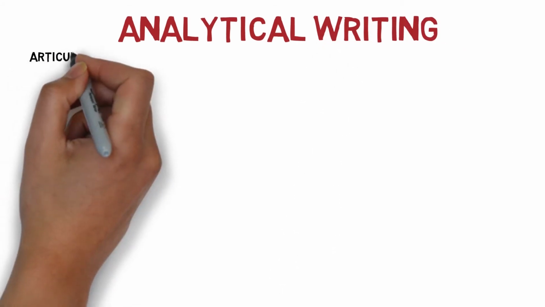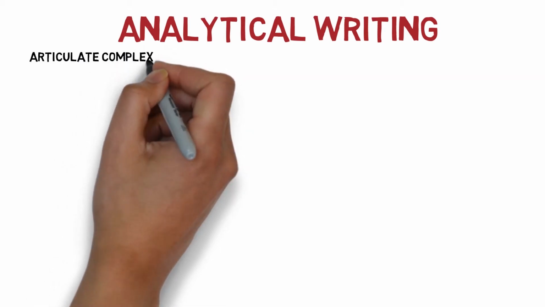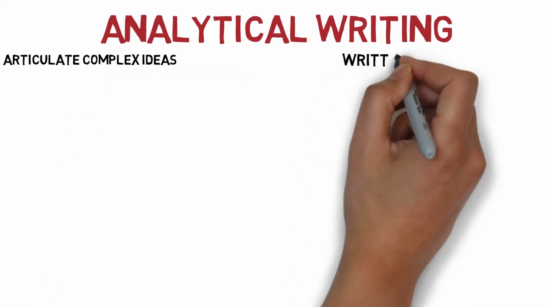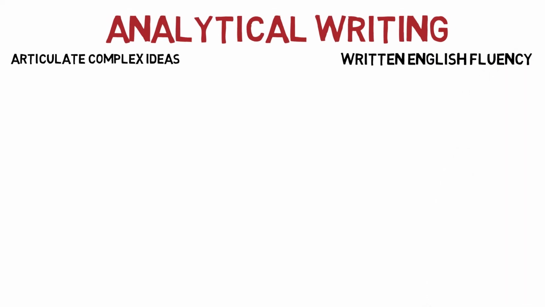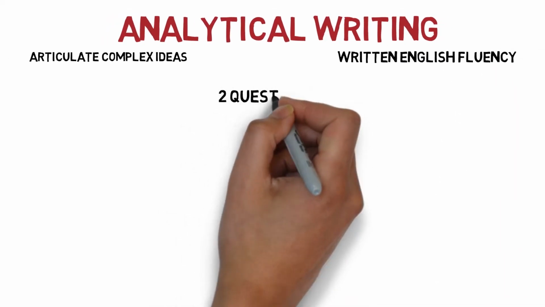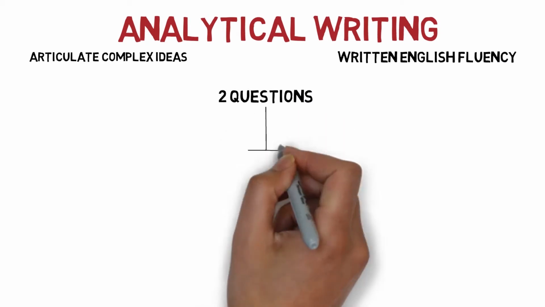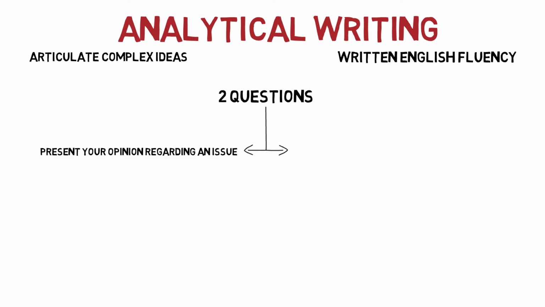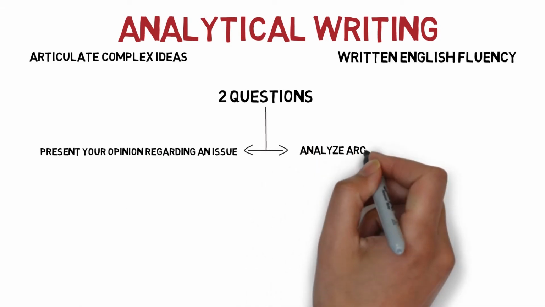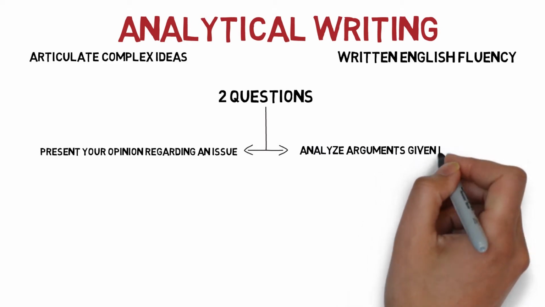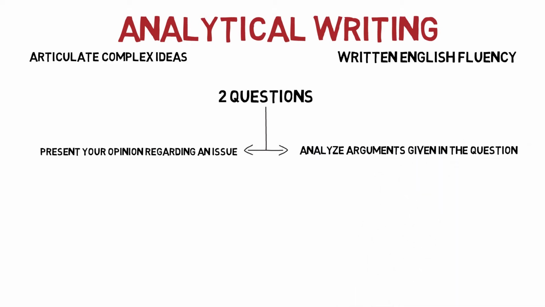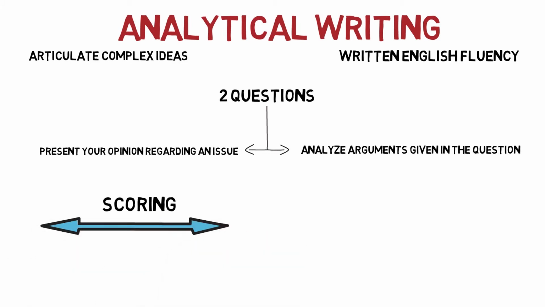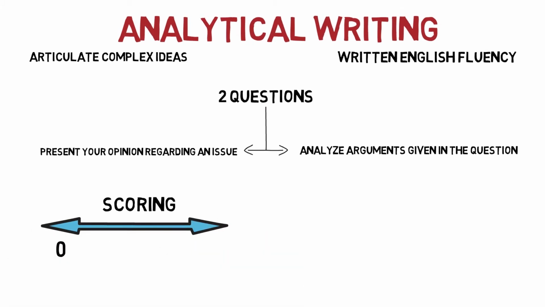This section attempts to gauge your ability to articulate complex ideas clearly and effectively. It also attempts to check your fluency in written standard English. The analytical writing section will have 2 questions. One of these will require you to analyze an issue and present your opinion regarding the issue. The other will require you to analyze arguments made by someone else and comment on their logical soundness. The analytical writing section is marked on a 6-point scale where 0 is the lowest and 6 is the highest possible score.